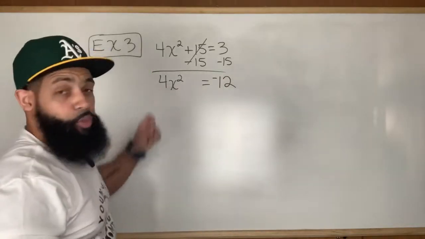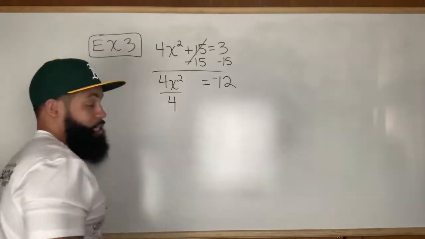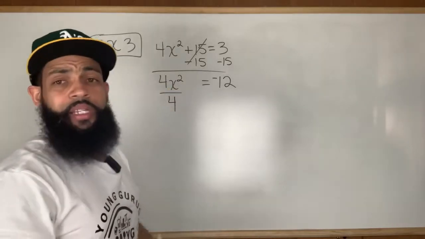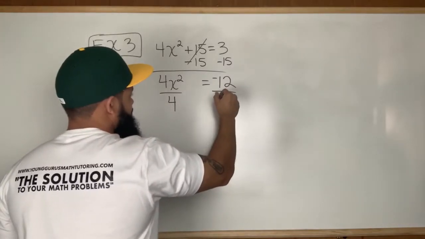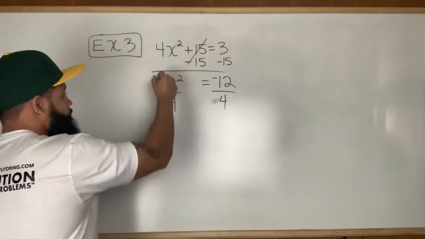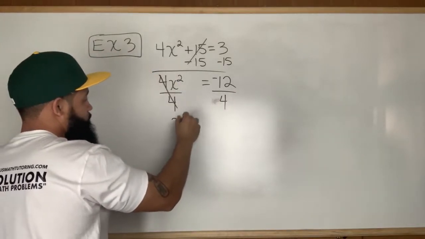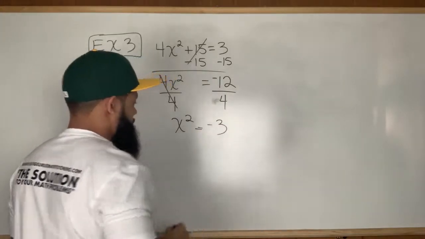Okay? Need to get rid of that coefficient of 4, so I'm going to divide by 4 because anytime you have a coefficient next to a variable, that means multiplication. So divide by 4 here, and whatever I do to the left side, I have to do to the right side. 4 divided by 4 is 1. That gives me x squared. -12 divided by 4 is -3.